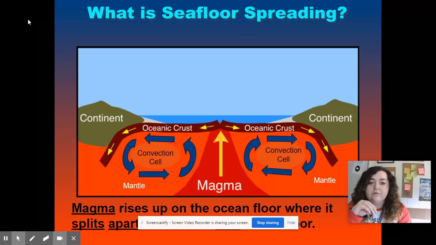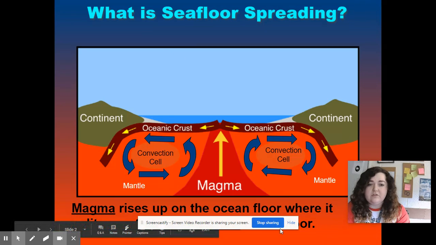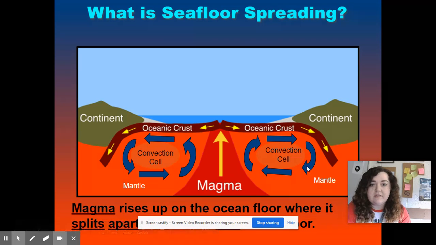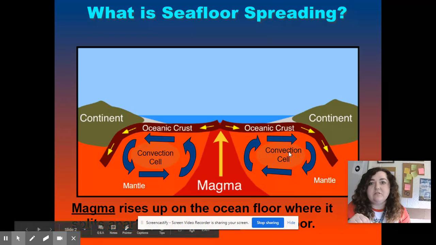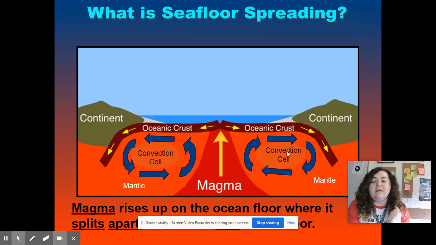On your notes, there's a little picture that looks very similar to this. It's just not as labeled. If you are printing these out and writing on them, you need to draw in these little convection cells. And hopefully you remember what a convection cell is, because we've talked about it in every single unit. It's where the hotter material rises, it cools down, and then it gets pulled back down because of the density changes.